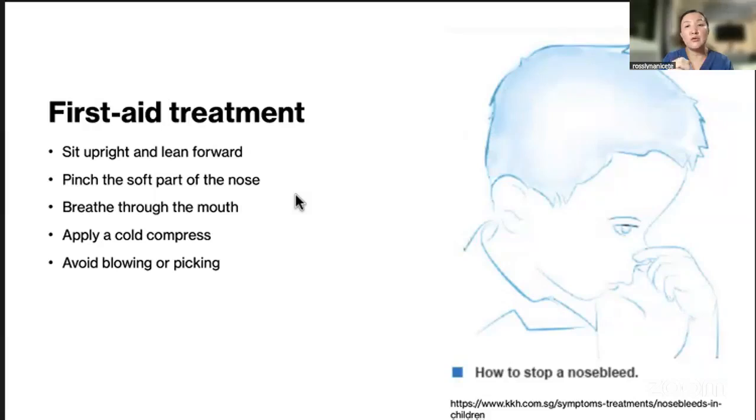So you don't let go when you pinch the nose. This is a continuous pressing for 10 minutes. And then you ask the child to breathe through the mouth during the pinching period. You can apply a cold compress, or if the child is old enough to gargle, you can ask them to gargle some ice cold water, as this could constrict the blood vessels, therefore minimizing the bleeding. Also, you should ask the child to avoid blowing or picking the nose for a few hours after the nosebleed.